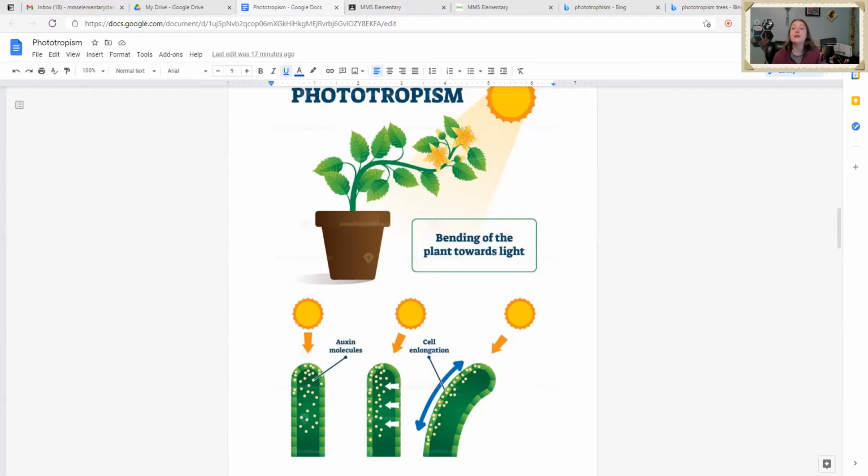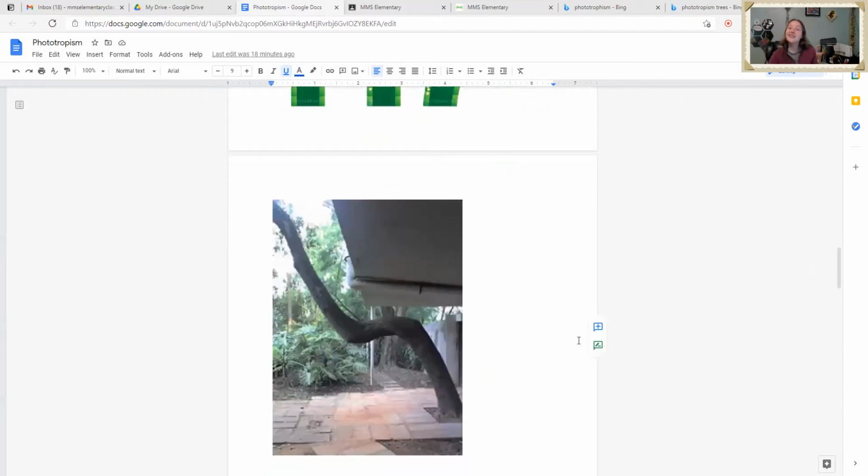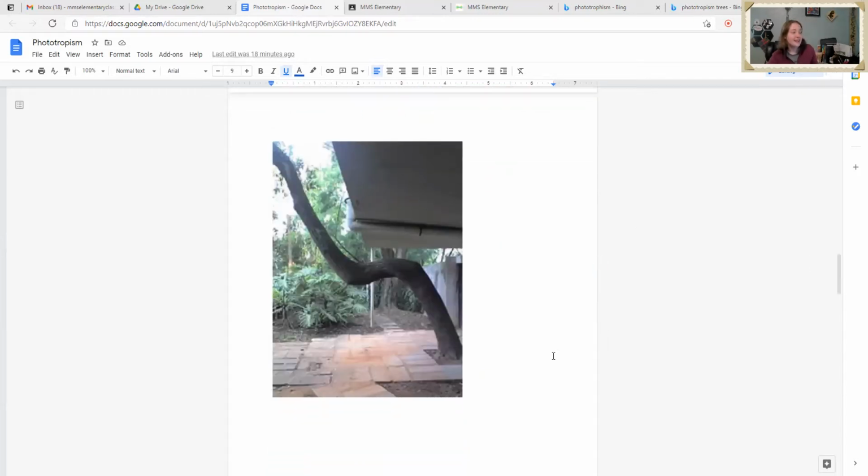Maybe you've been in the forest before and you've seen a plant, a tree, that starts to grow upward and then looks like it bends and grows off in a weird direction. Look at this tree. This tree started growing and then realized it was planted underneath part of this building. It wasn't going to get enough sunlight. And so as it grew, the plant bent towards the sun.